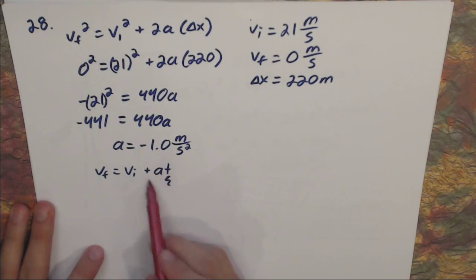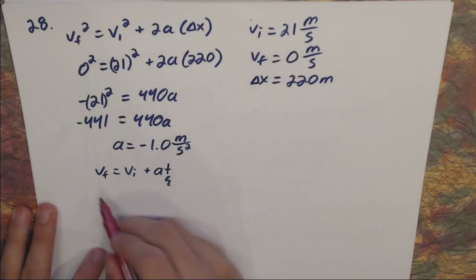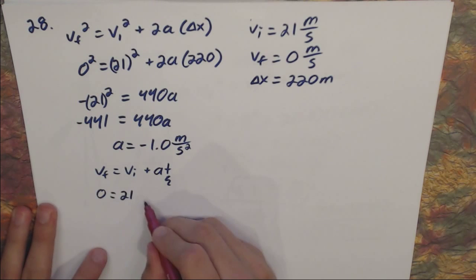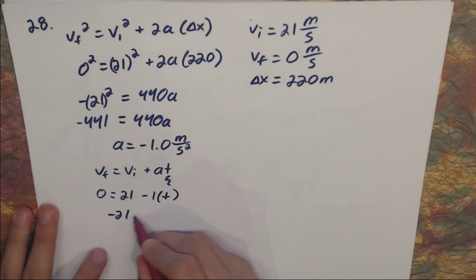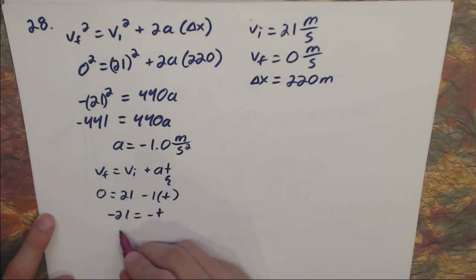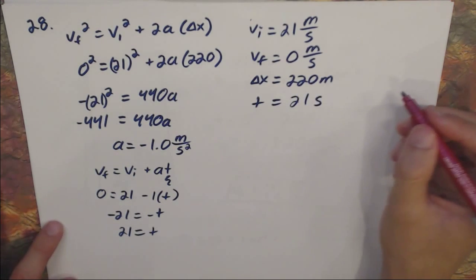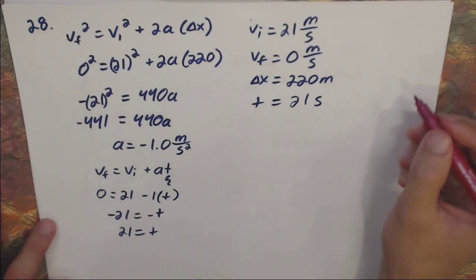But originally we didn't have acceleration. This is the only way we know how to find it. So V final is 0 equals V initial, which is 21, plus acceleration, which is negative 1 times time. So negative 21 equals negative t, and 21 equals t. So t equals 21 seconds. And that's the whole problem. Thought there was another part.